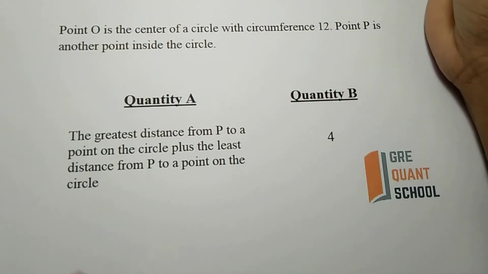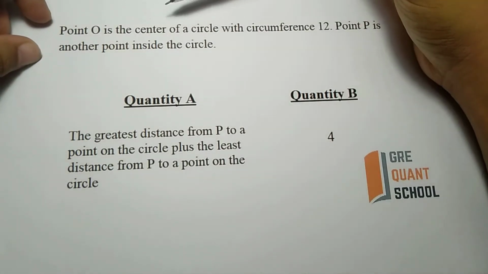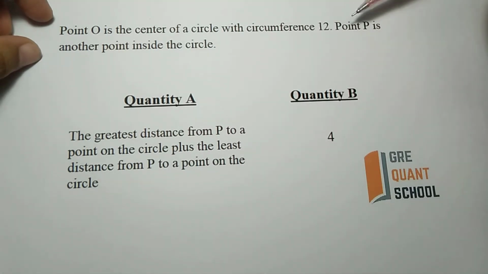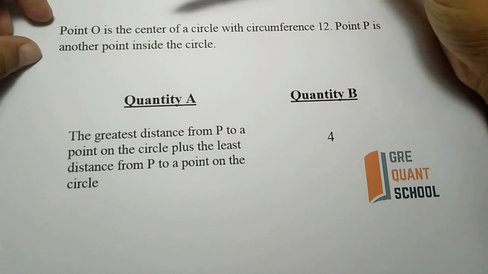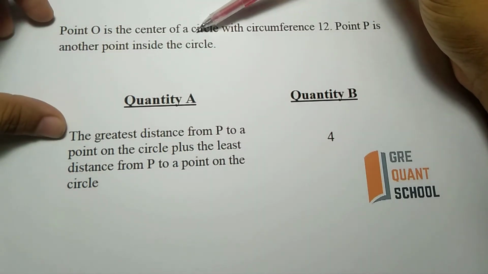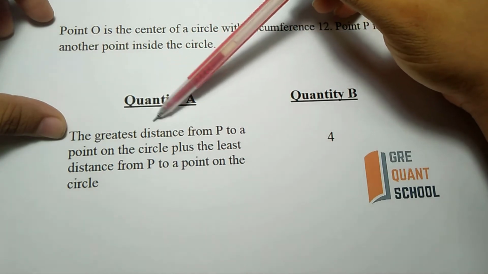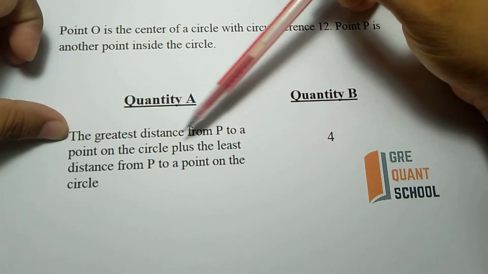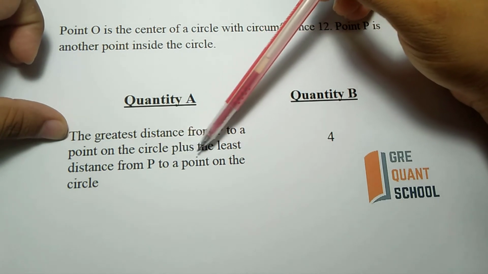The question is: point O is the center of a circle with circumference 12. The point P is another point inside the circle. The greatest distance from P to a point on the circle plus the least distance from P to a point on the circle.